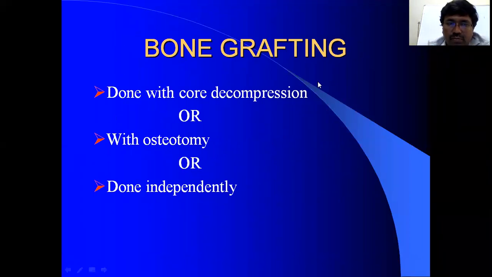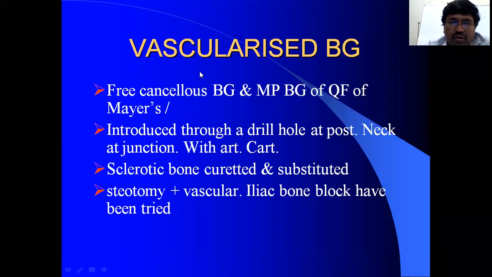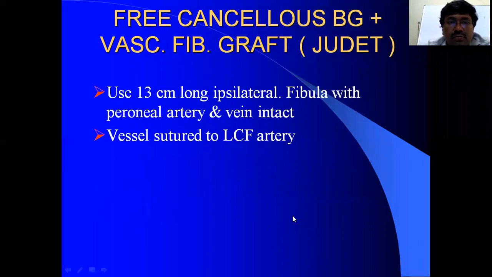Along with core decompression, we can put a bone graft, and if we use a vascularized bone graft, it is called the pedicle bone graft of quadratus femoris, Meyer's procedure. It is introduced through the drill hole at the neck junction, and the sclerotic area is curetted and substituted with a fibular graft. Pedicle or bone graft with vascular fibular graft is called the Judet procedure.